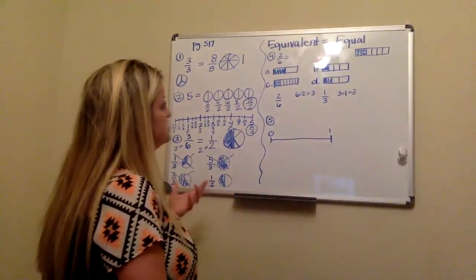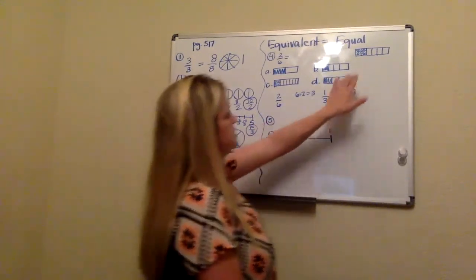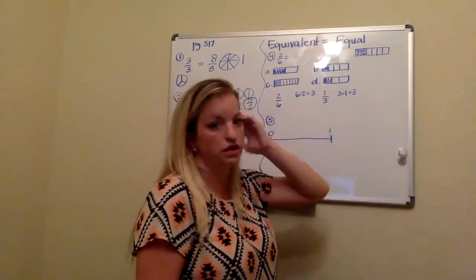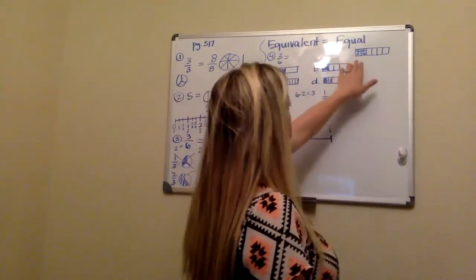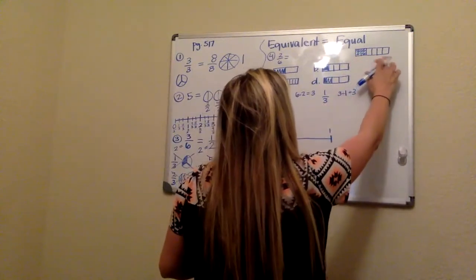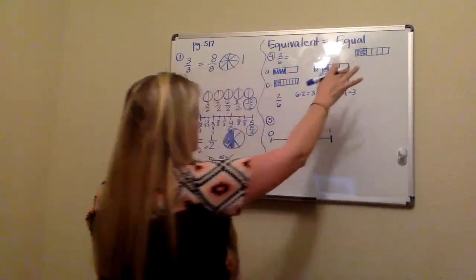So first, 2/6, I drew it up here. That's the first thing that I would always recommend, is to draw it. So here's 2/6. I have a bar. I broke it into 6 pieces. 1, 2, 3, 4, 5, 6. I colored in 2. That is 2/6.